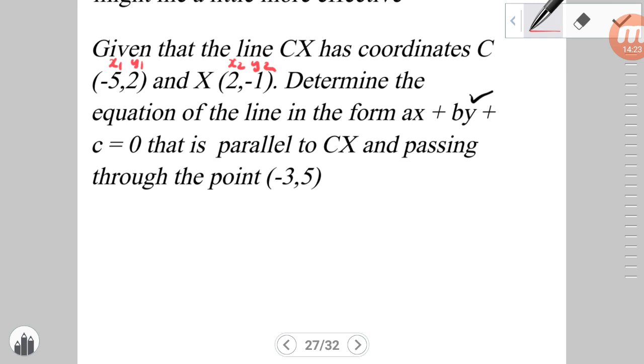So here we're looking at a question that says, given that the line CX has coordinates C, which is minus 5, 2, and X, which is 2, negative 1, our task is to determine the equation of the line in the form ax plus by plus c equals 0. This is what we call the standard form of the equation of a line. And also that it's parallel to CX and it's passing through minus 3, 5.